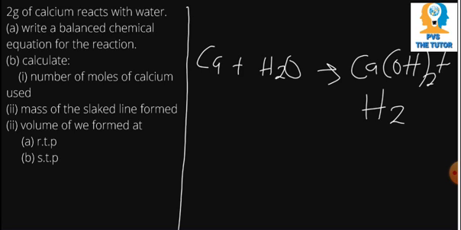We have 4 hydrogen atoms on the left side and we have 2 hydrogen atoms on the right side, so we need to put a 2 there. Then the equation is balanced. They didn't say put state symbols, they just say write a balanced chemical equation. If they wanted state symbols, calcium will be solid, water will be liquid, calcium hydroxide will be aqueous, hydrogen would be a gas.